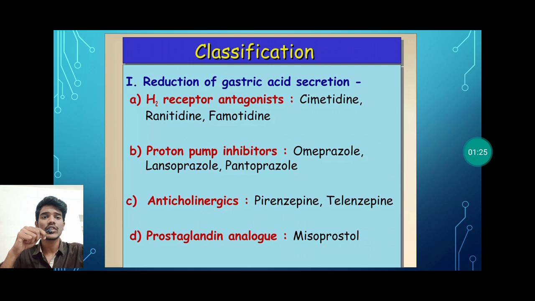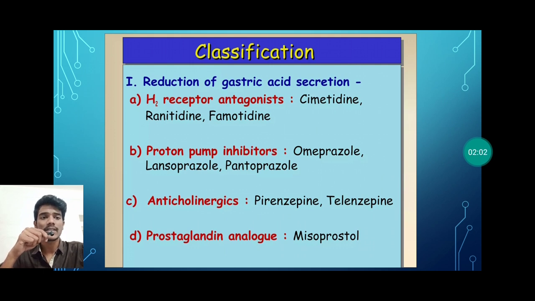Now see the classification of drugs for peptic ulcer. To prevent such a condition, we must first reduce gastric acid secretion, because excessive gastric acid secretion is the main reason behind peptic ulcer. These are the four categories of drugs used to reduce gastric acid secretion. First, H2 receptor antagonists. It includes cimetidine, ranitidine, famotidine. Cimetidine is nowadays not used because of its anti-androgenic action. Ranitidine and famotidine are nowadays used.